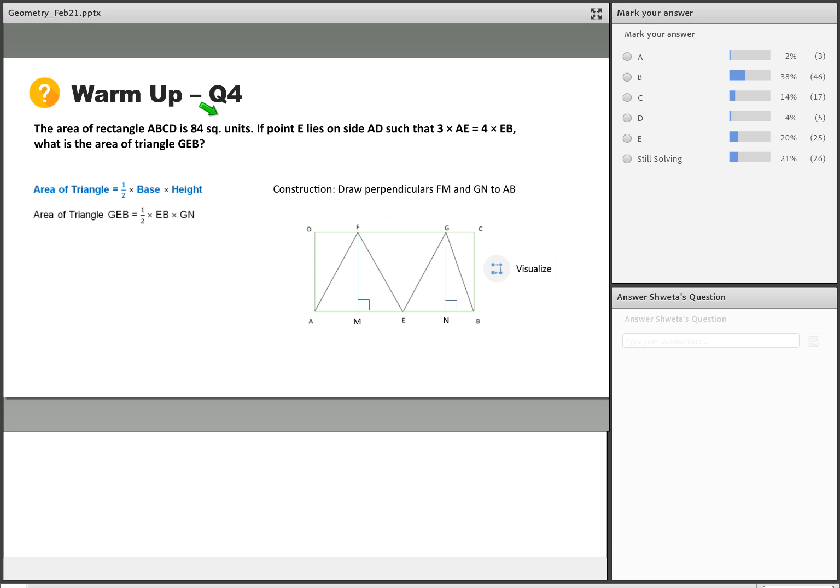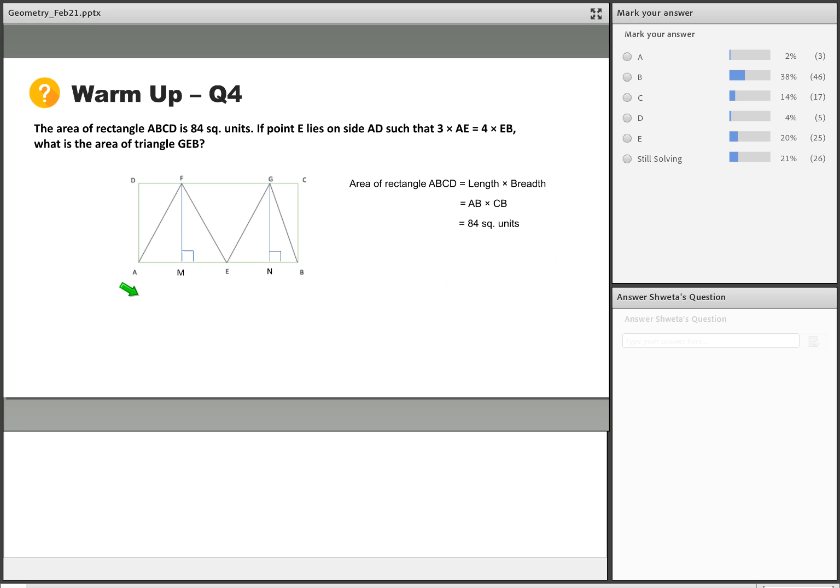I have to use the area of the rectangle. I have to use the ratio somehow to get these values. Let's see what I can do. Firstly, area of the rectangle. You already know that. We've done that a lot. It's length times breadth or width. In my case, if this is the big rectangle, then AB here multiplied by CB here will give me the area. This is 84. Now I don't know the values specifically, but I know that the product of these two is 84.